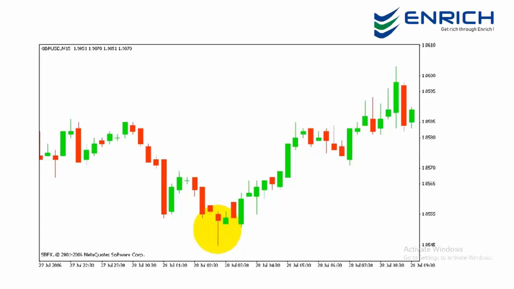Now the confirmation is the price. How do you confirm? If the price trades above the high of the hammer candle. So this is the high, as we saw before. This is the low of the hammer, and this is the high. Now, where is the price trading? It should trade above the high of the hammer candle. That is a confirmation you get, okay?